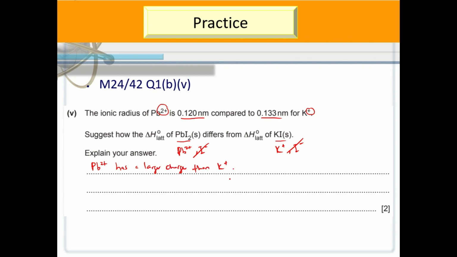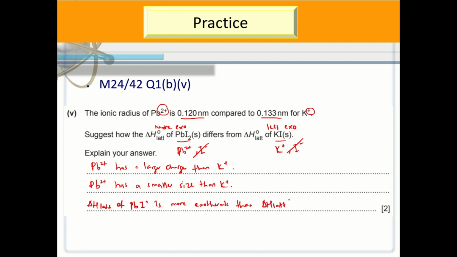And we will compare size. The size is given, so potassium ion is larger, lead-2 ion is smaller. So right now, the next explanation, lead-2 ion has a smaller size. Larger charge, smaller size, what does it tell us? Lattice energy of lead-2 iodide will be more exothermic than lattice energy of potassium iodide. So lattice energy of lead-2 iodide is more exothermic than lattice energy of potassium iodide.